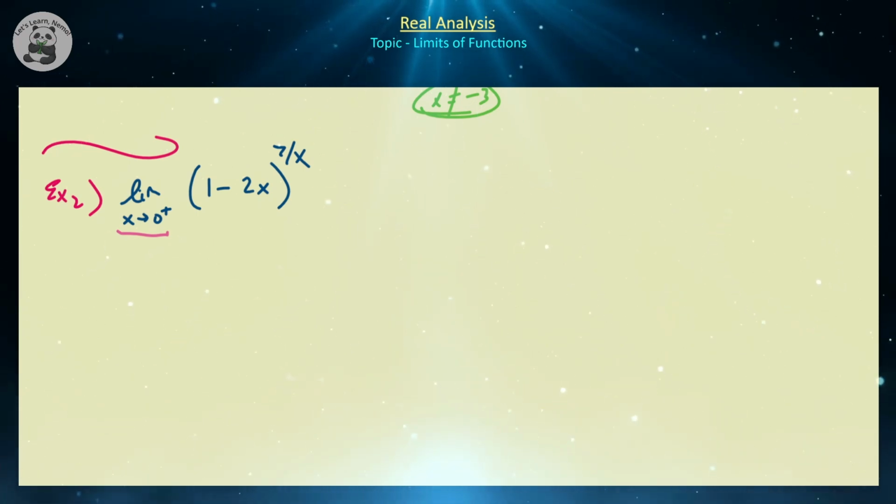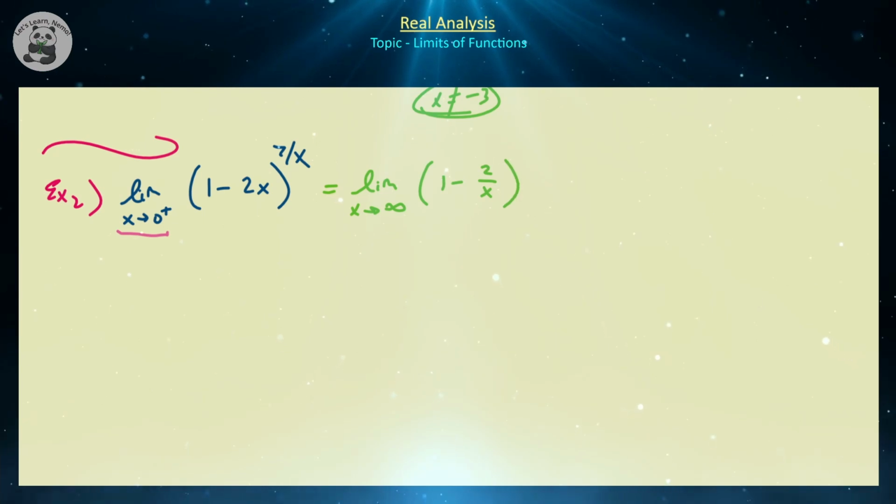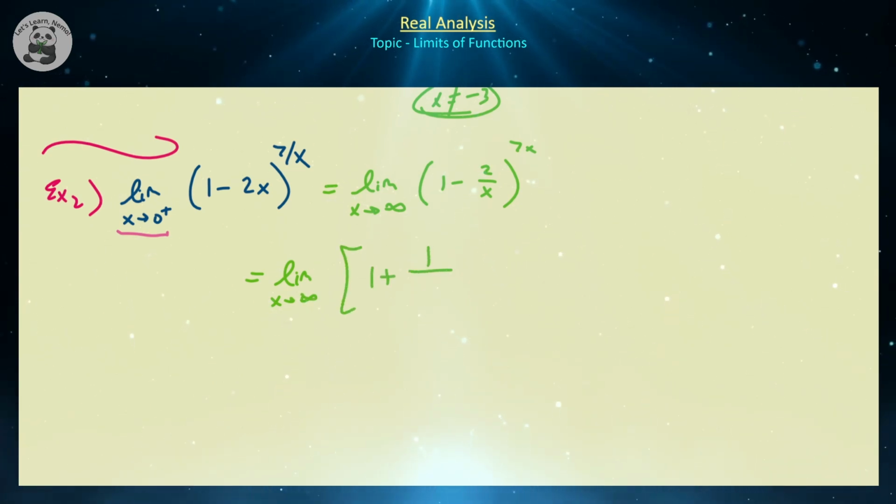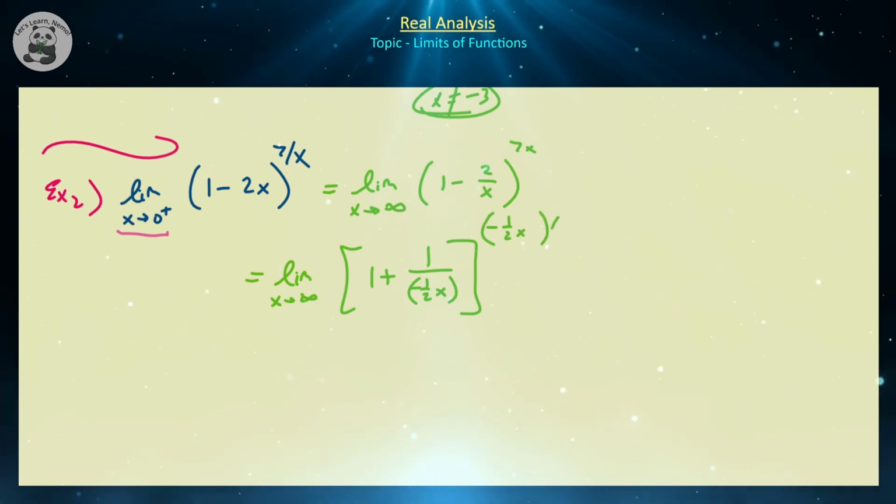So once I do that, what am I going to get? So that's going to be equal to the limit as x approaches positive infinity of 1 minus 2 over x, to the power of 7x. Right? Let's just do a quick algebraic rearrangement of this. So I'm going to rewrite this as the limit as x approaches infinity of 1 plus 1 over minus 1/2 x, to the power of minus 1/2 x times minus 2 to get rid of that 2 that I introduced, and the 7 that used to be there, right?